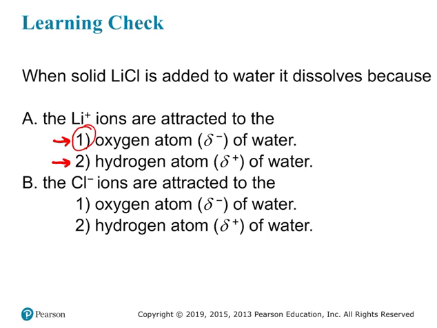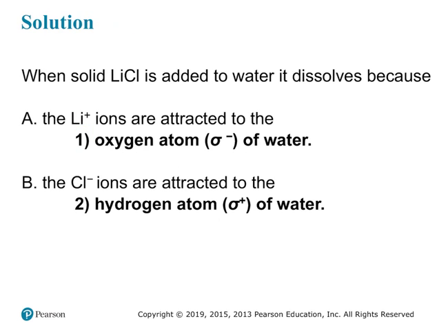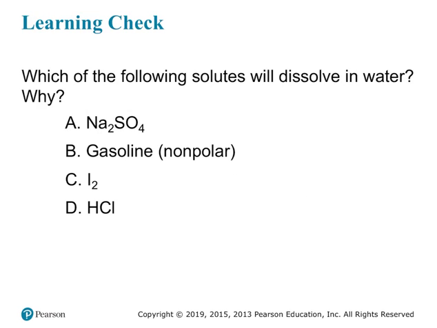And what would the chloride ions be attracted to? Are they attracted to the partially negative oxygen or the partially positive hydrogen? The partially positive hydrogen. So chloride ions are negatively charged, so they would be attracted to the partially positive charge on water.